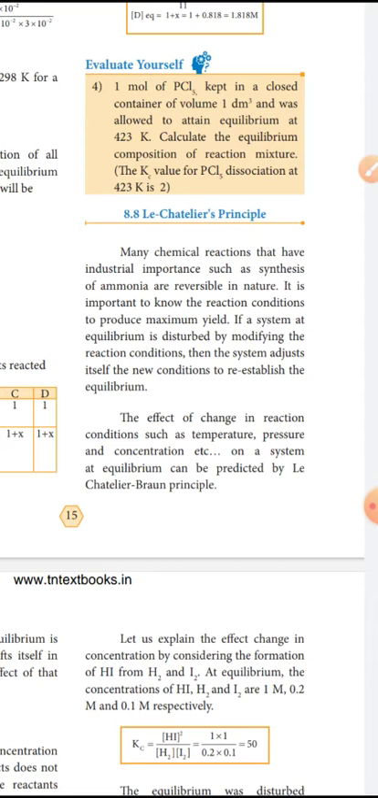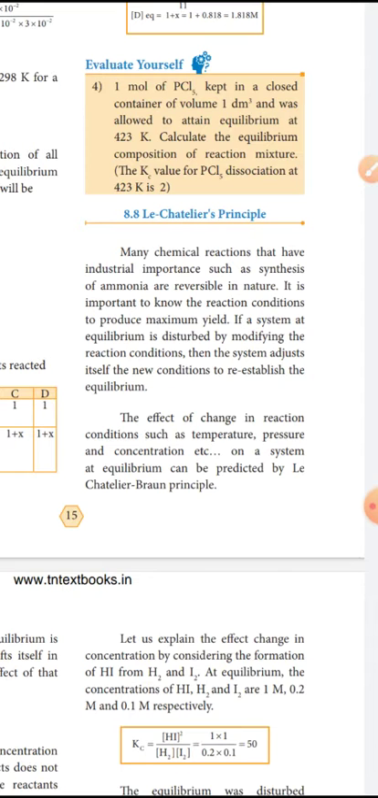State Le Chatelier's principle. If a system at equilibrium is disturbed, then the system shifts itself in a direction that nullifies the effect of that disturbance. First, let us learn about the first condition, the effect of concentration. At equilibrium, the concentration of the reactant and the concentration of the product do not change.